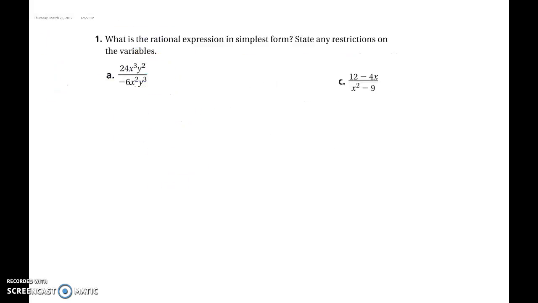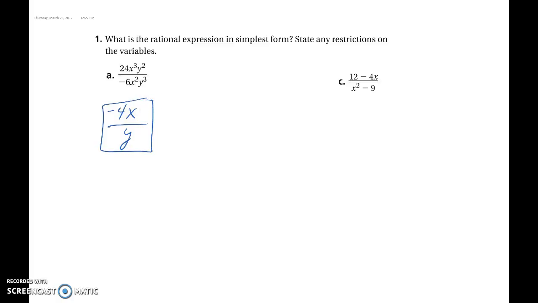All right, so for this one here, we're just going to simply divide. Negative 6 goes into 24. That would be negative 4. X cubed over x squared is x. Y squared over y cubed is y. So this is its simplest and reduced form.